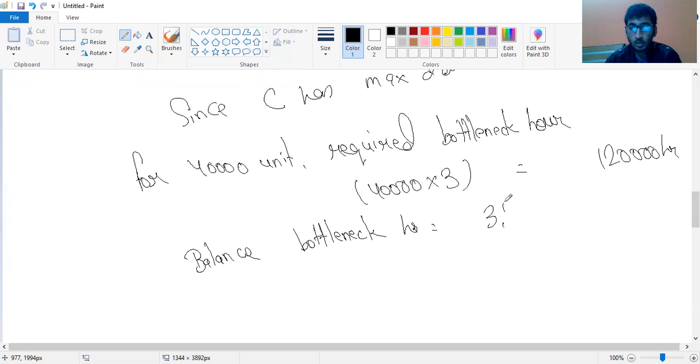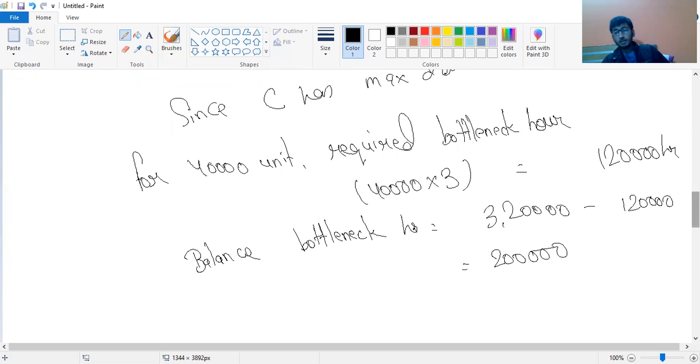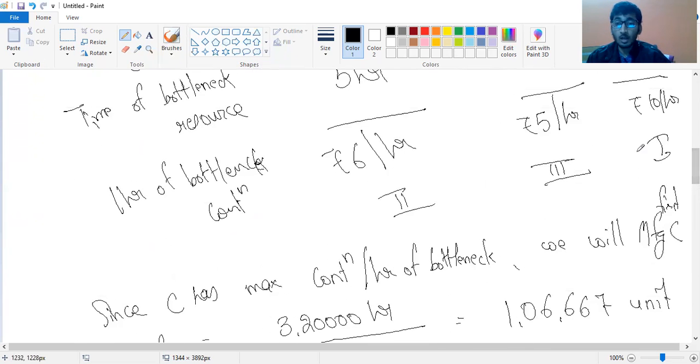I can say 3,20,000 minus 1,20,000. So we are left with 2 lakh hours of bottleneck. But now the second thing: we are done with C. Now we have manufactured C and we are still left with 2 lakh hours of bottleneck resources. Now what will we do with these 2 lakh hours of bottleneck resources?